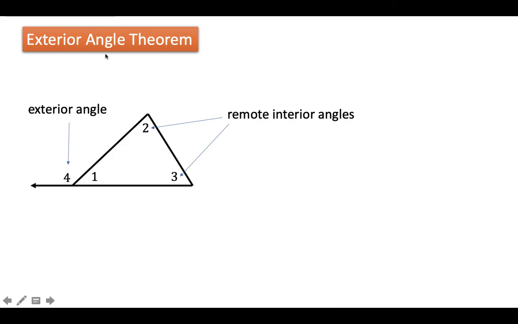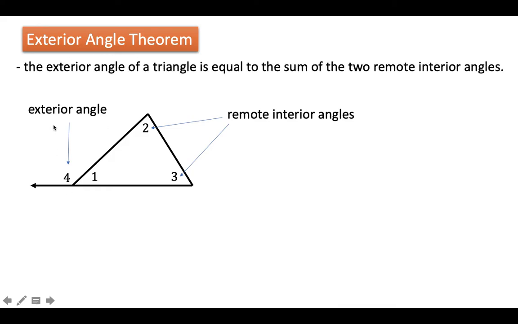In the exterior angle theorem, the exterior angle of a triangle, and we are referring to angle 4, is equal to the sum of the two remote interior angles. So if we add angle 2 and angle 3, it makes angle 4. So we can form an equation: angle 4 is equal to angle 2 plus angle 3. So let us apply this theorem.